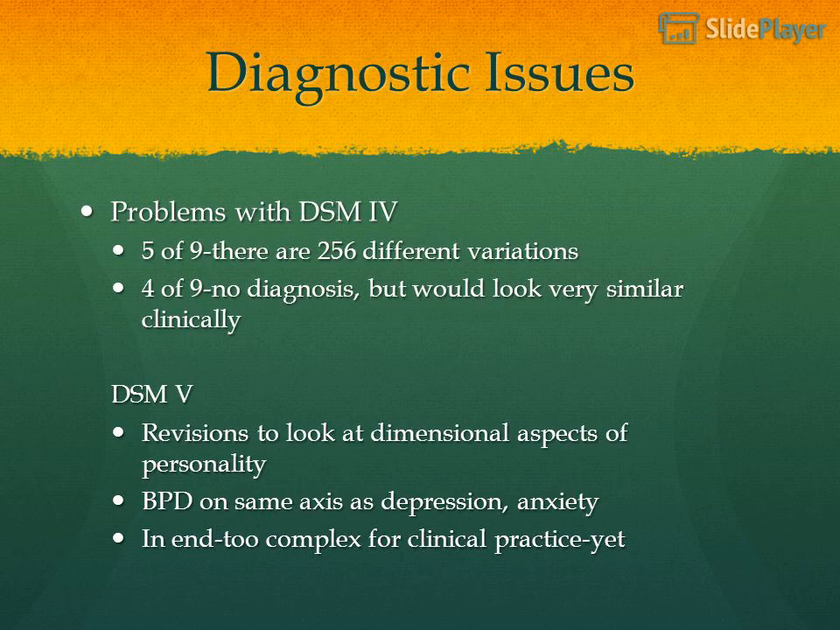Diagnostic issues. Problems with DSM-4. 5 of 9. There are 256 different variations. 4 of 9 is no diagnosis, but would look very similar clinically. DSM-5: revisions to look at dimensional aspects of personality. BPD on the same axis as depression, anxiety. Too complex for clinical practice yet.